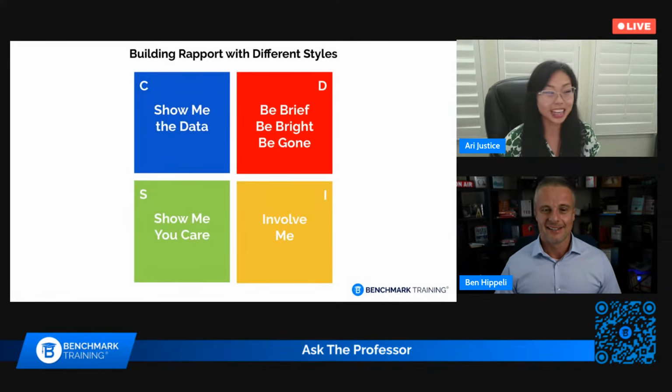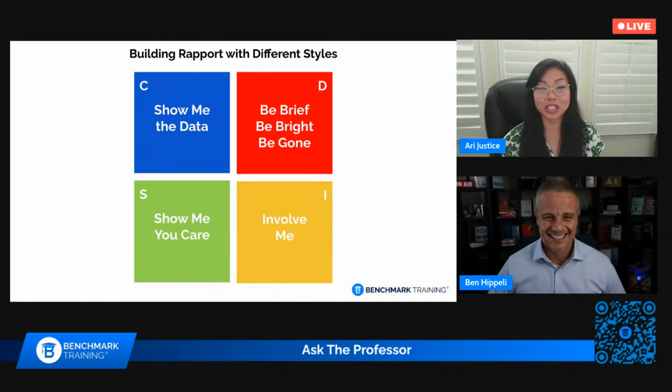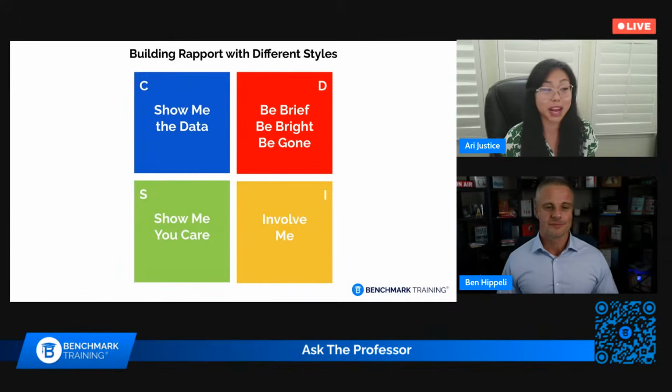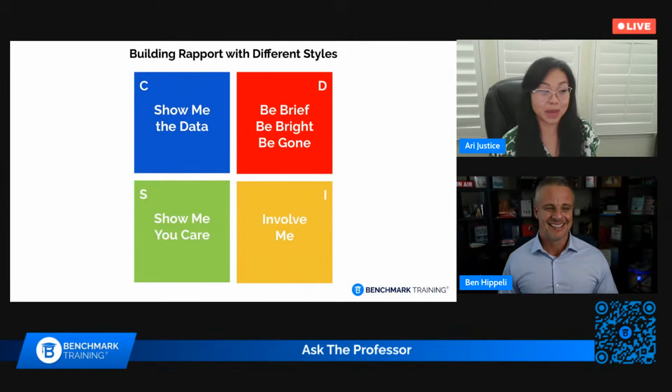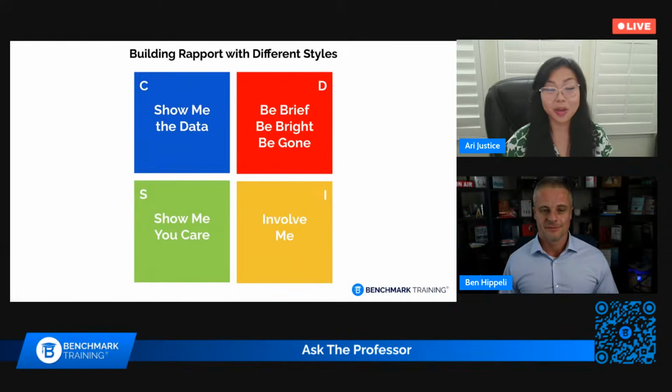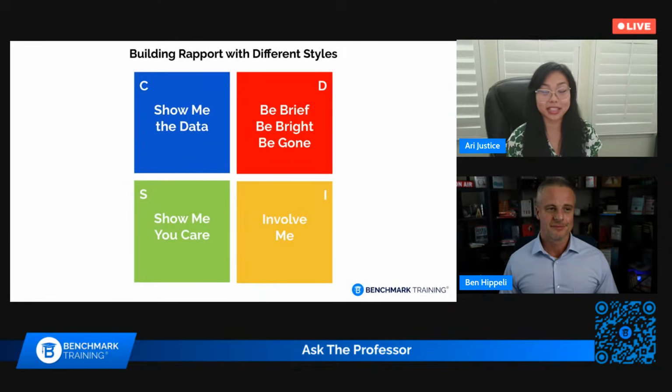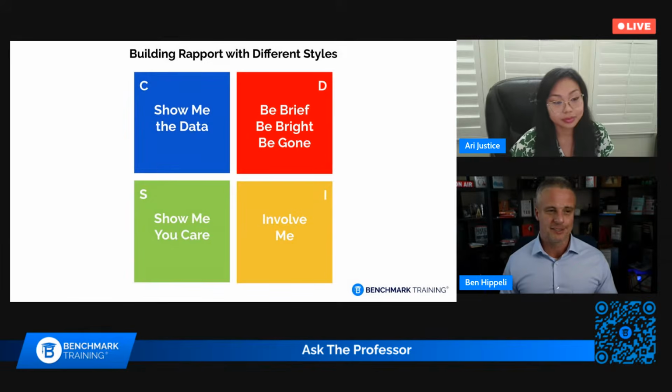They just want to be in it. While the D styles probably don't want to be in the conversation all the time. They just want to be brief, be bright, be gone, and then go about their day. Meanwhile, the S styles, they don't want the be brief, be bright, be gone. They want to see that you care. They want to have that relationship with you. So it's all very different, but very vital to have all styles in a team. So let's keep this slide on here because this is great, and it's a really good shortcut to understanding the styles and what their perception feels like they need at the moment.